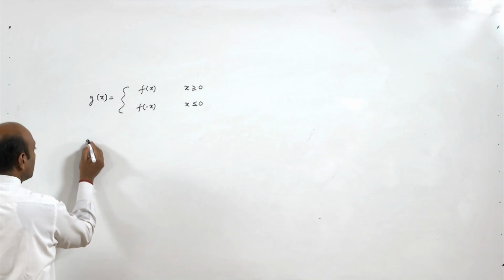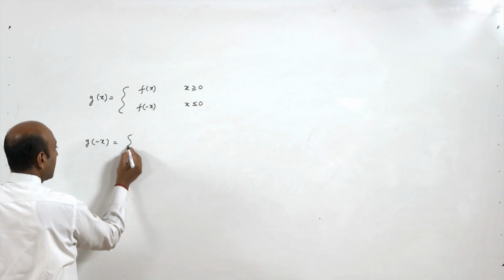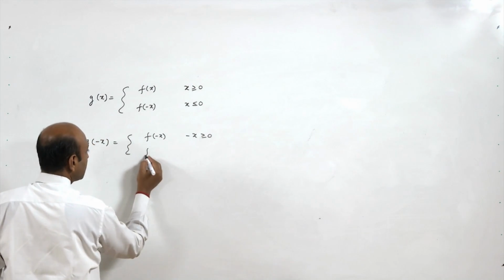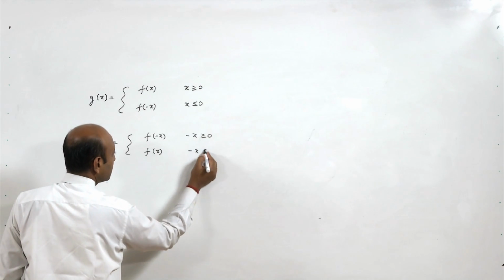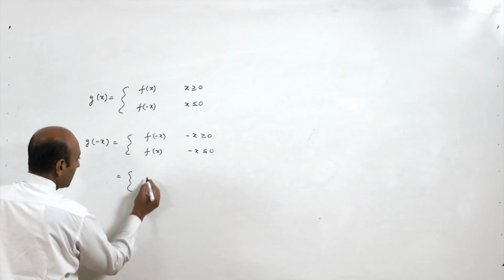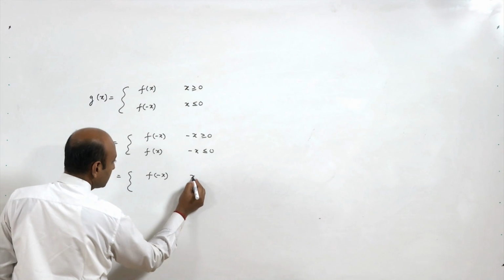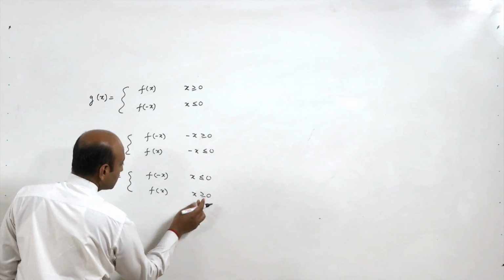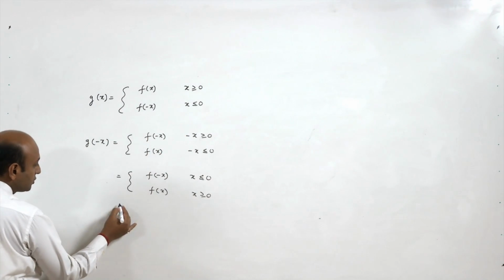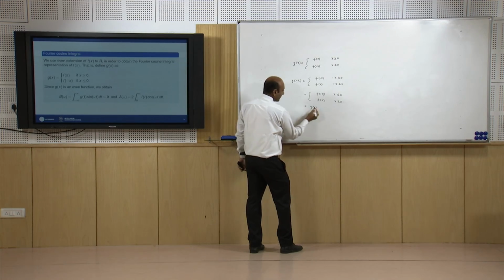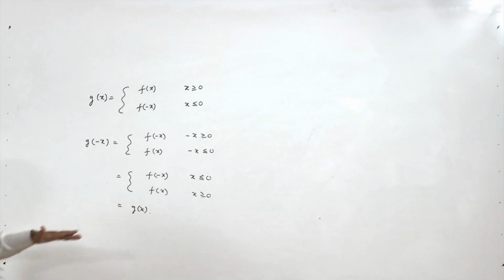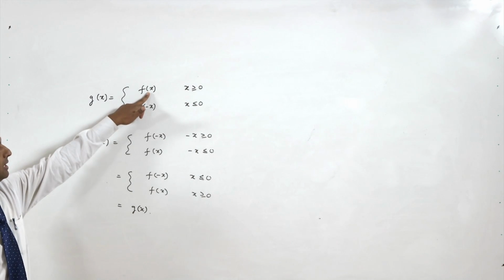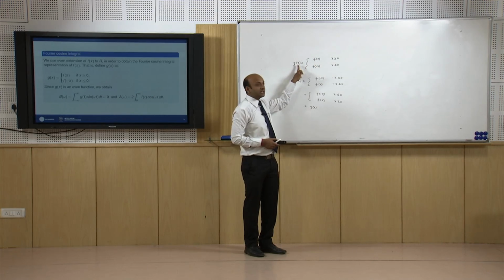So, when you find g(-x), it is nothing but f(-x) when -x is greater than or equal to 0, and it is f(x) when -x is less than or equal to 0. So, this is equal to f(-x) when x is less than or equal to 0 and f(x) when x is greater than or equal to 0. So, this is the same as this function, okay. So, this is nothing but g(x). Therefore, we extend the function f(x) such that g(x) is an even function.